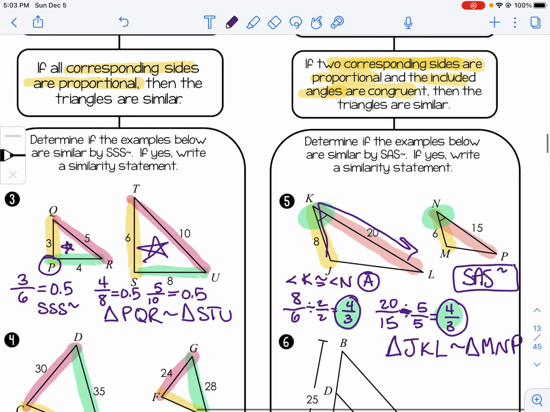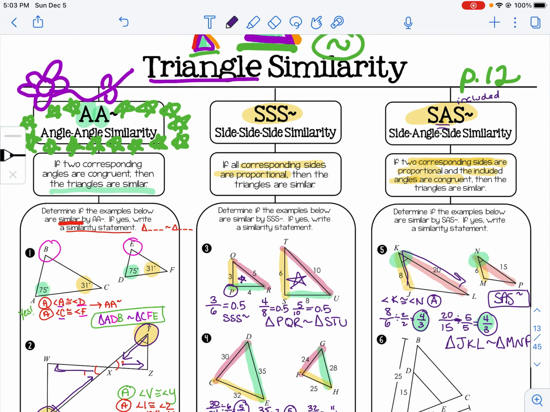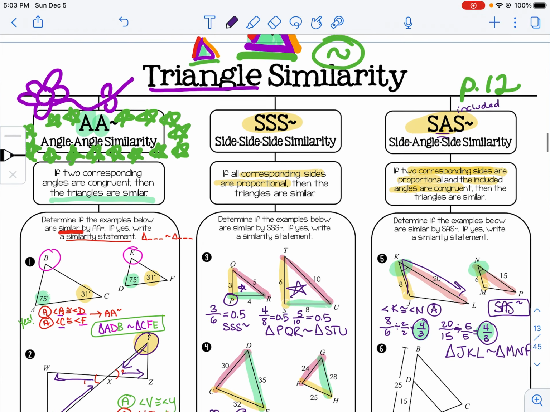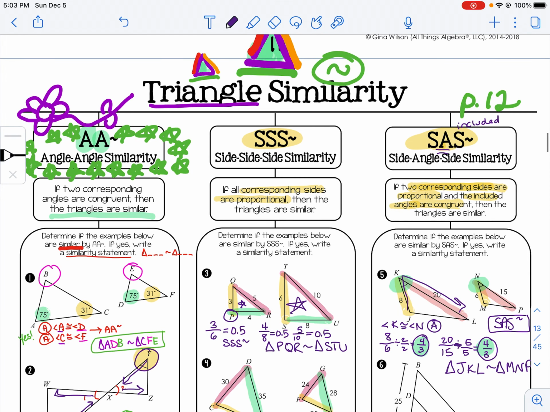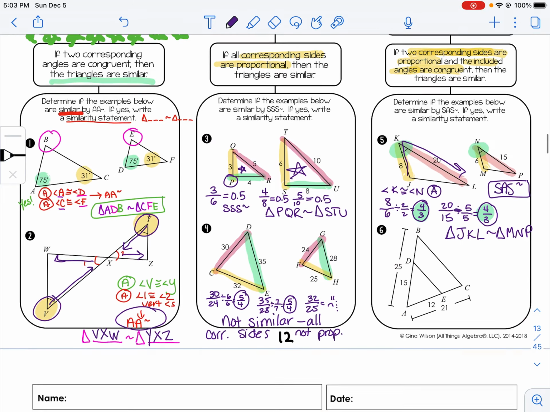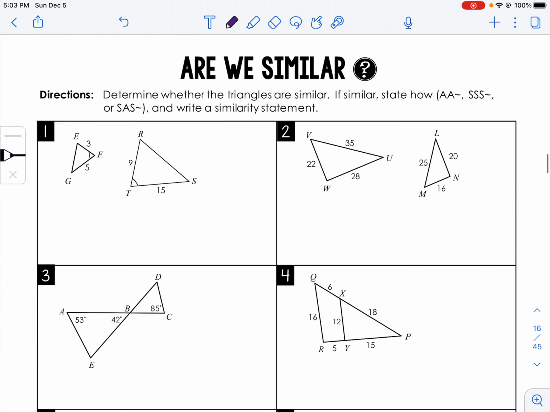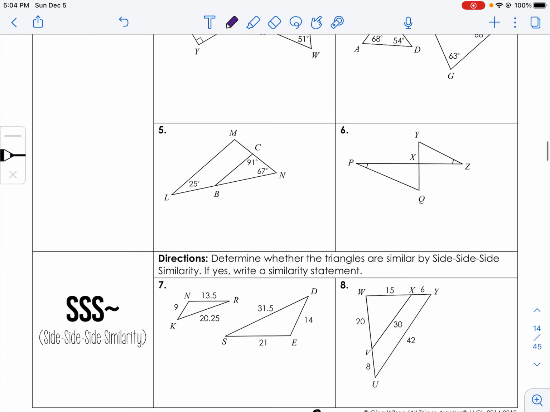Okay, my friends, I'm going to leave you for now, but I will see you tomorrow, hasta mañana, and then we will finish up. Please take a picture of this work and upload it for me so that I know you got the notes, and we'll do probably some of these tomorrow in class, and I will have your quizzes back for you.